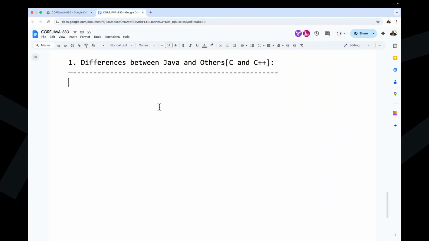This is one reason. And the second reason why I'm taking this particular topic as the first topic in the introduction part, I have another reason also. What is that other reason actually? Observe carefully.